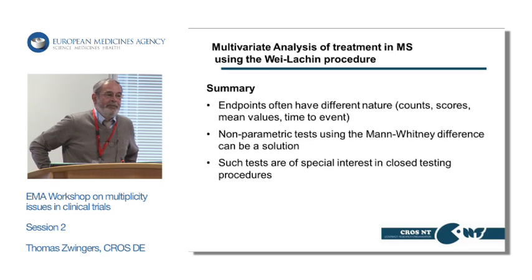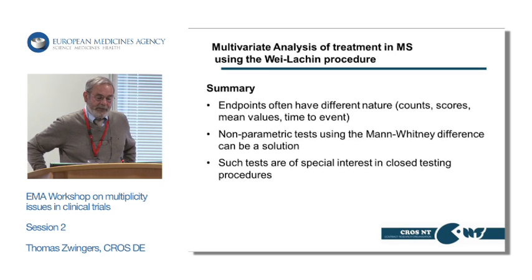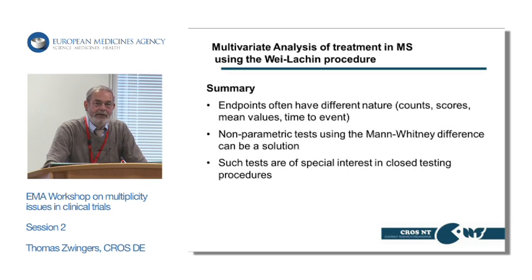The main point I wanted to stress here is that there might be situations from a medical point of view where we are not able to decide on one endpoint, but have to go for multiple endpoints, and we cannot agree on a hierarchy of these endpoints. It's even more complicated if we have endpoints of different nature: counts, scores, values, and time to event data. So in this situation, only non-parametric tests are available, and I think the Mann-Whitney difference is a good solution here to compare all these different variables. Besides that, I think this kind of test is especially useful with closed testing procedures, where we have to test many different combinations of different kinds of variables. Thank you very much.